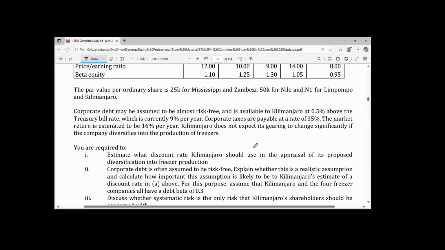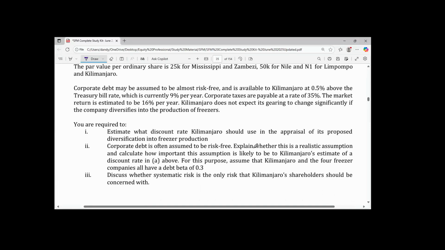The par value per ordinary share is 25 kobo for Mississippi and Zambezi, 50 kobo for Nile, and 1 naira for Limpopo and Kilimanjaro. Corporate debt may be assumed to be almost risk-free and is available to Kilimanjaro at 0.5% above the Treasury bill rate, which is currently 9% per year.